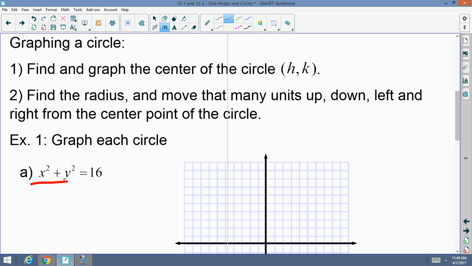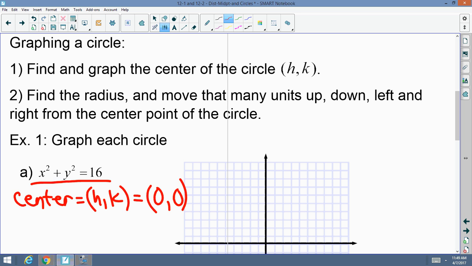For this function right here, what's my h and what's my k? What's my center? Don't be afraid. There's nothing there, so it's (0, 0). Is there an h here, guys? Is there a k? (0, 0). What's my radius, gentlemen? Well, remember that 16 is r squared, right? So my radius is 4.